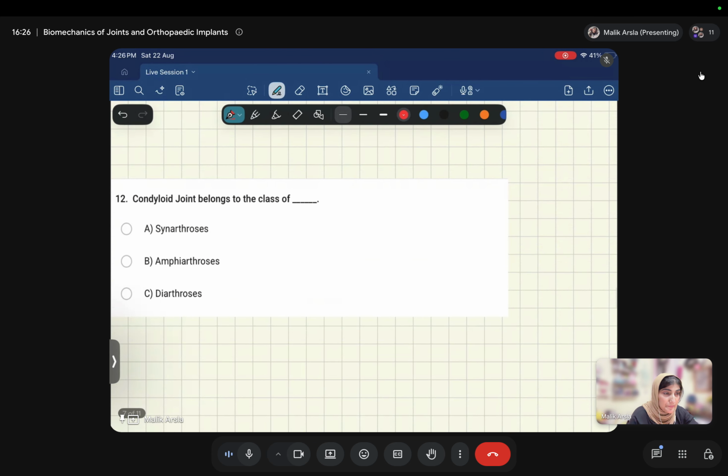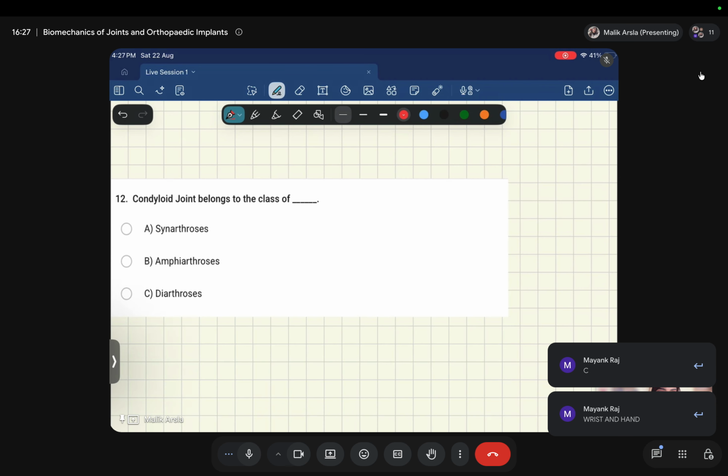Coming to the next question. The condyloid joint belongs to the class of synarthrosis, amphiarthrosis, or diarthrosis. What should be the correct answer? Can anyone tell me where this condyloid joint is present? Okay, C is the correct answer.